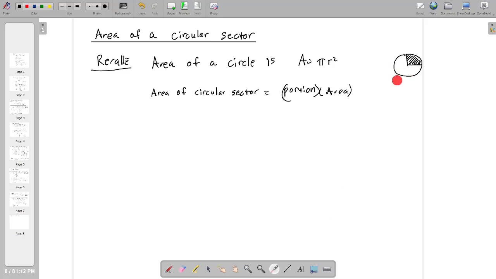You can see that here. If I want to find the area of 1/4 of the circle, that would be 1/4 times the area of the whole circle. If I want half a circle, it'd be 1/2 times the area of the whole circle. Same idea. Now, recalling that the area of a circle is pi r squared, we're going to write that here for our area.